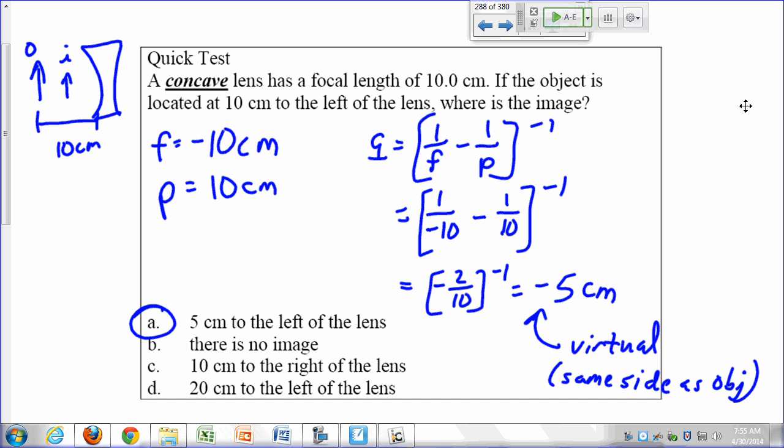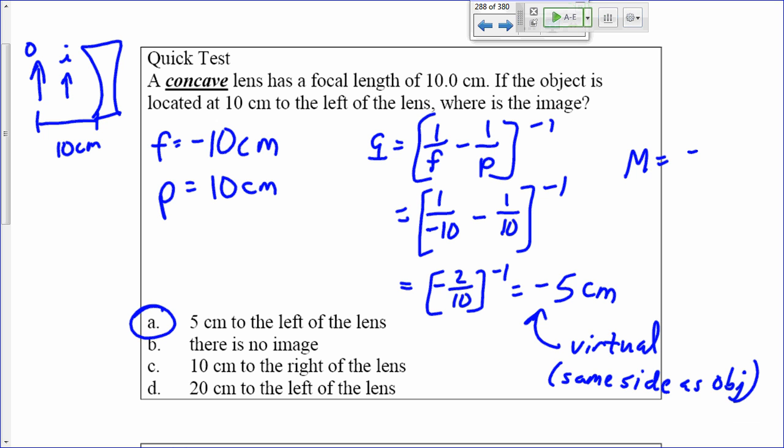All right. Further, you could find the magnification. Magnification is negative Q over P. It's a virtual image. Virtual images are always upright if they're the result of a one lens system. And so it's going to be negative negative 5 over P, which was 10. So this is positive 1/2. So remember, this is a concave lens. Just like with convex mirrors, those security mirrors, it always produces virtual images that are upright, positive magnification, and smaller than the object. Just like a security mirror. Virtual, upright, smaller images.